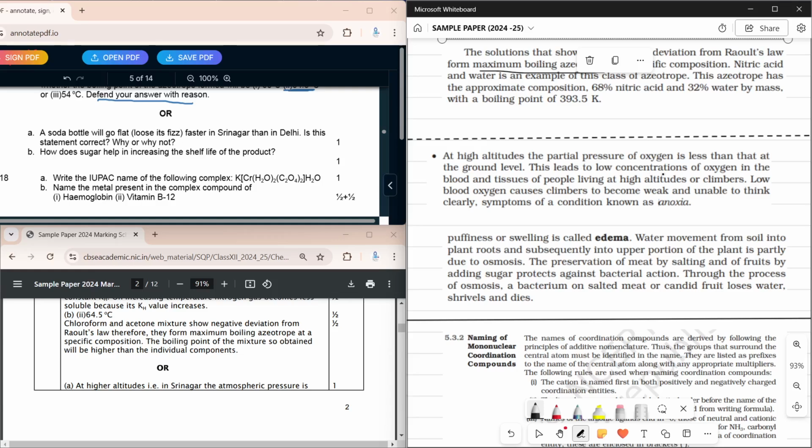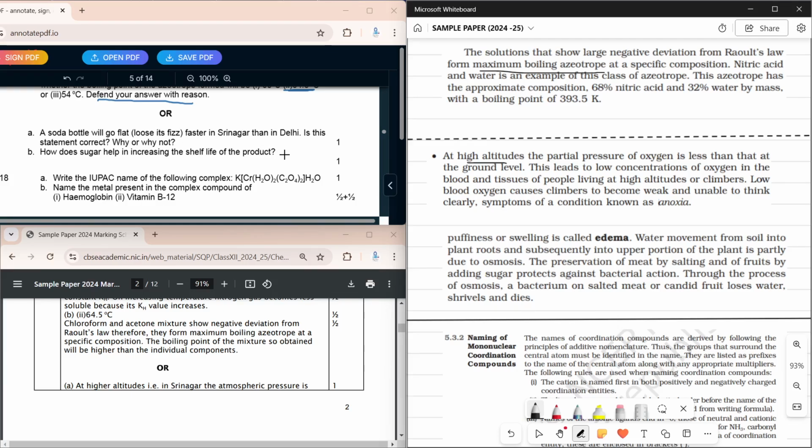At higher altitudes, the partial pressure of oxygen is less, and because of that, climbers actually have to carry additional oxygen tanks. This will help them minimize the symptoms called anoxia. So what we care about over here is that at higher altitudes, the partial pressure is less than that of oxygen at the ground level. So this automatically implies that at higher altitudes, even for carbon dioxide, the partial pressure will be less than at ground level, and this will lead to a decrease in concentration.